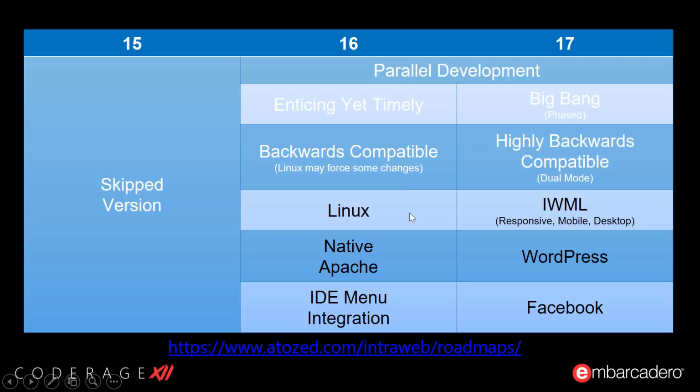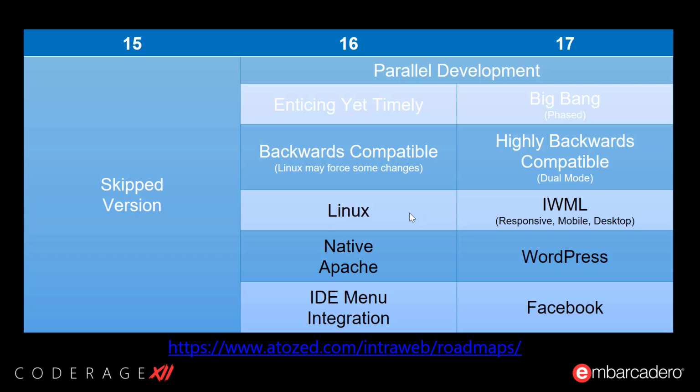Now, a lot of people are going to ask, well, currently we're at IntraWeb 14, so why are we talking about 17? So let's take a quick review of the roadmap, which is fully posted online at the URL you can see at the bottom of the slide. IntraWeb 15 we're going to skip completely. The reason for this is we had talked about it for quite a while and it had been in flux, and just to avoid confusion we're just going to skip 15. So the next version will be 16.